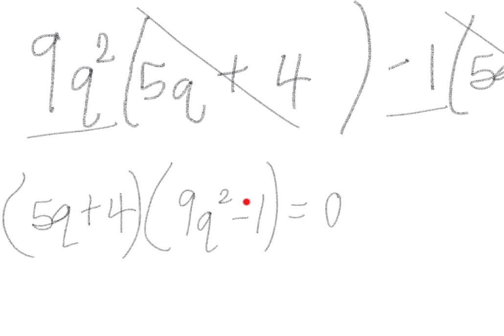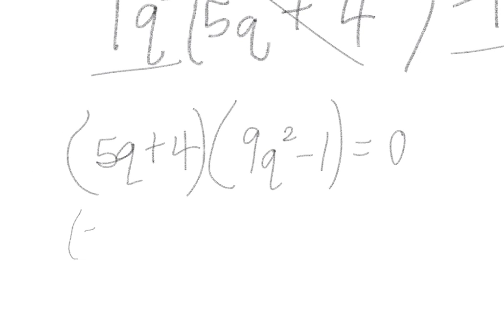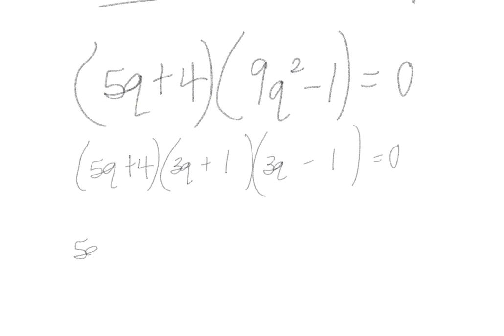So yes, you can set both of them equal to 0 just like they are, but I am going to fully factor it. 5q plus 4 did not factor any further, but 9q squared minus 1 is a difference of squares. 9 and 1 are perfect squares, meaning I can take the square root of them, and it's a difference of squares because they're subtracted. So there's a formula for that. If you have a squared minus b squared, it's a plus b times a minus b. So the square root of 9q squared is 3q, and the square root of 1 is 1, and so 3q minus 1. And now you can set all 3 of these equal to 0.